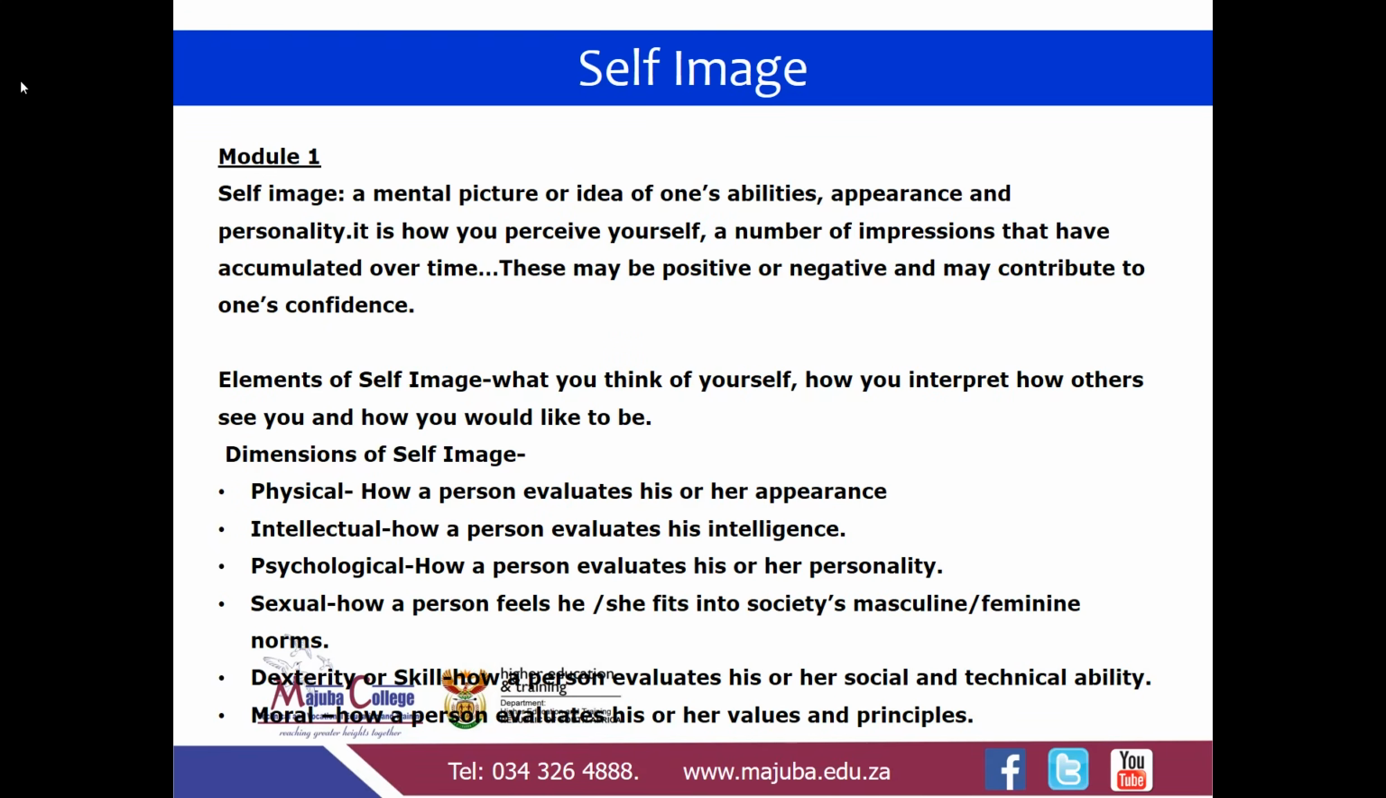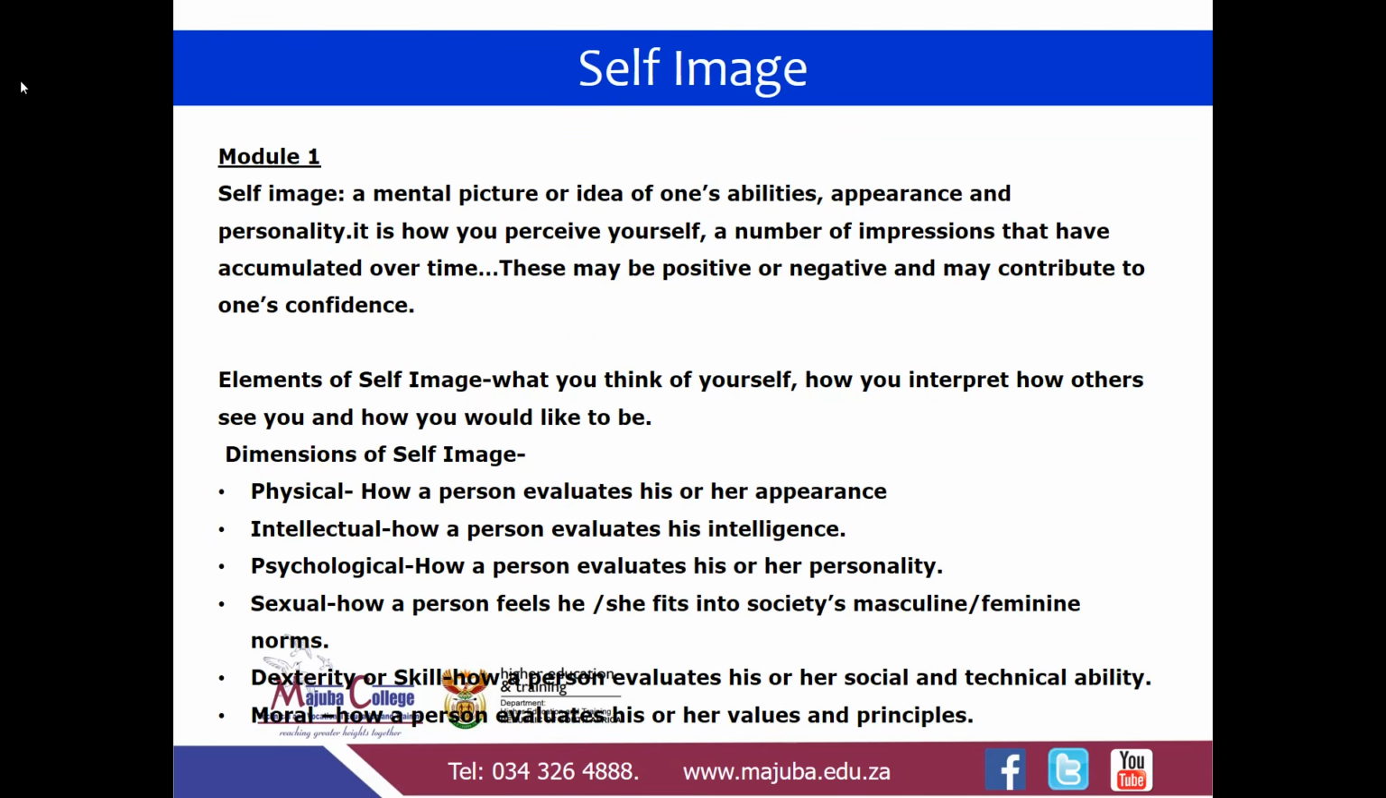Now we have to move on to elements of self-image. What you think of yourself. Also how you interpret how others see you. And how you would like to be. These are three important elements of self-image. Then we're moving on to dimensions because that goes together. What are dimensions of self-image?